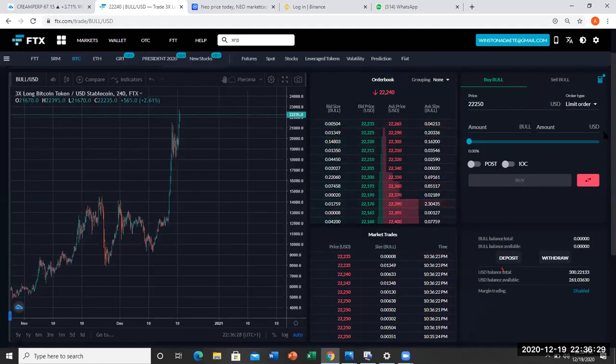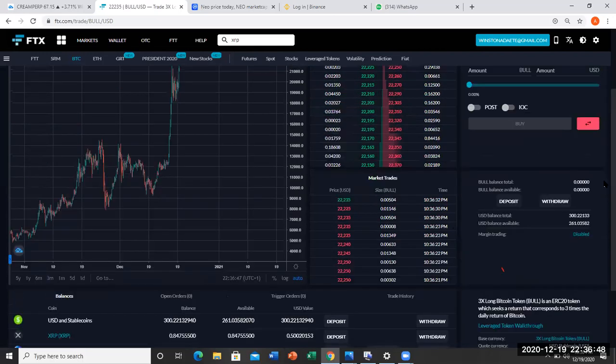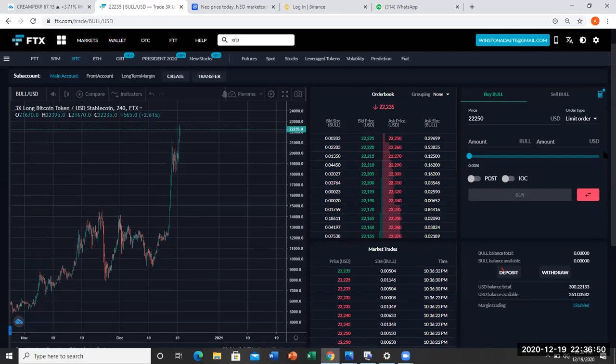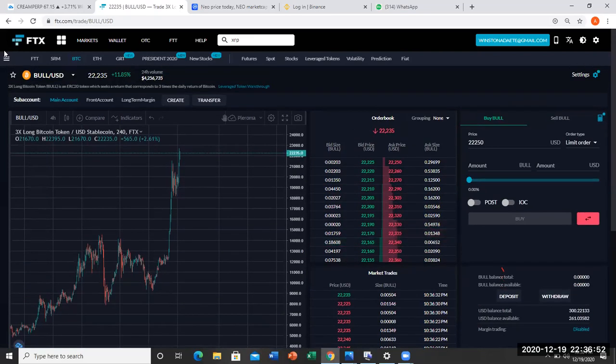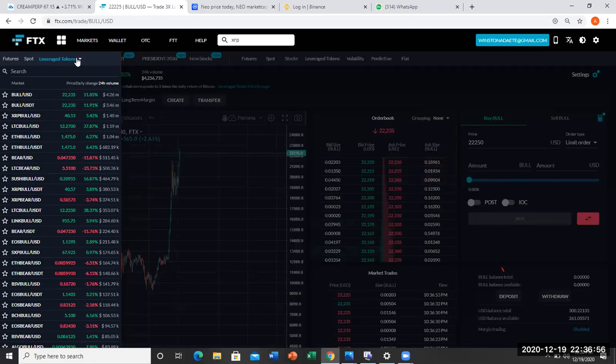Bull USD is actually for Bitcoin. That's why you're seeing this Bitcoin chart again. So you can see 3x long Bitcoin token. Bull 3x. That's the maximum for it. I cannot edit my maximum allowed leverage here. Why can't I edit it? Because this is a leverage token. It is already fixed at 3x. I hope that one is clear. Now back to this. Just follow me as I explain all these FTX features.